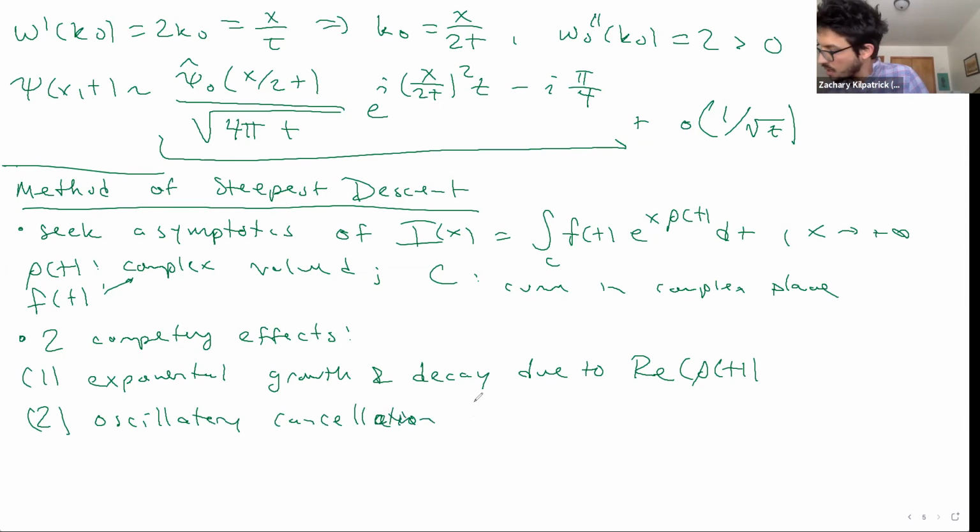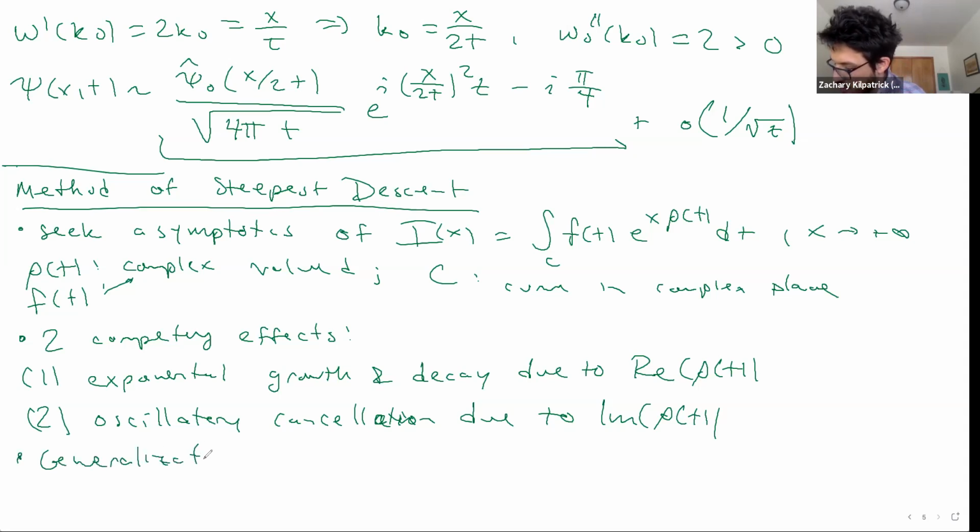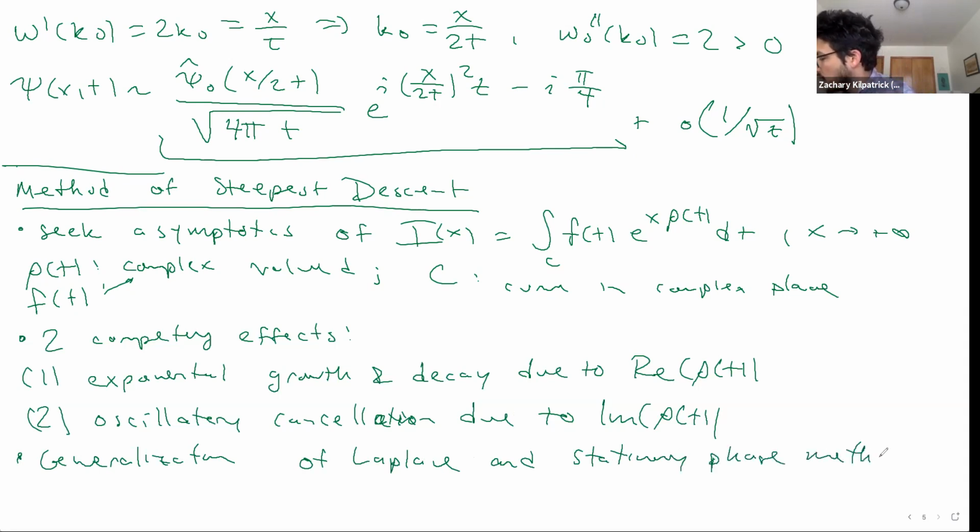Okay, due to the imaginary part of rho of t, right? So now these two ideas from Laplace's method and method of stationary phase come together in one integral, okay? So this is a generalization of Laplace and stationary phase methods, which is why we are covering this last, okay?